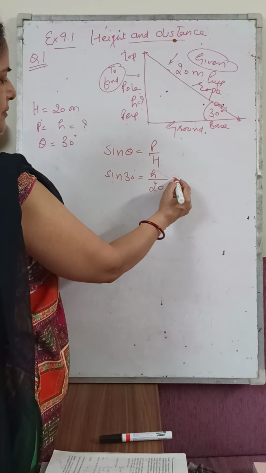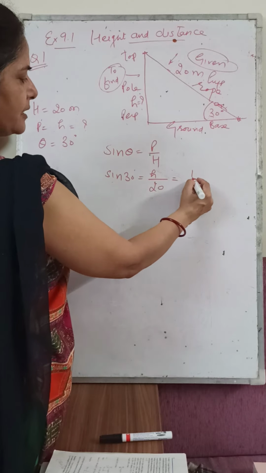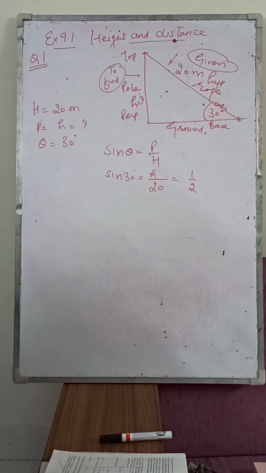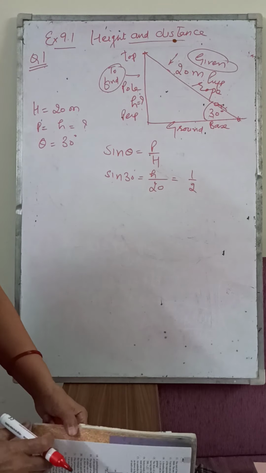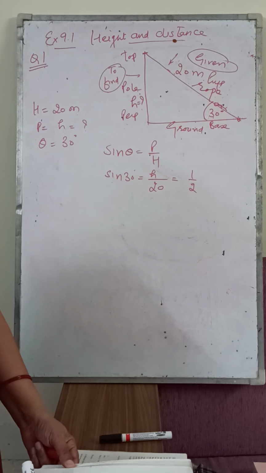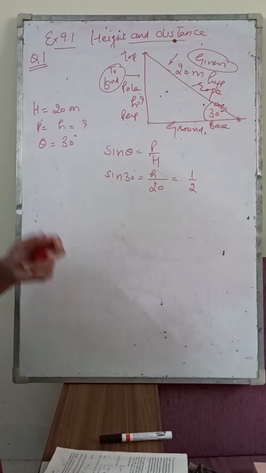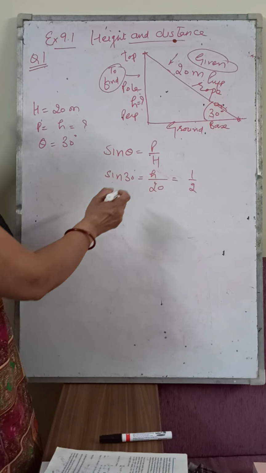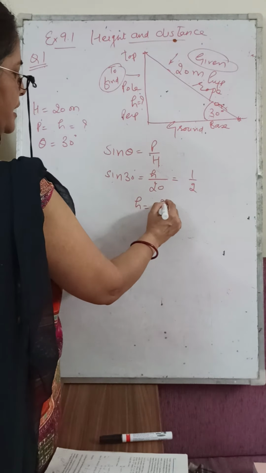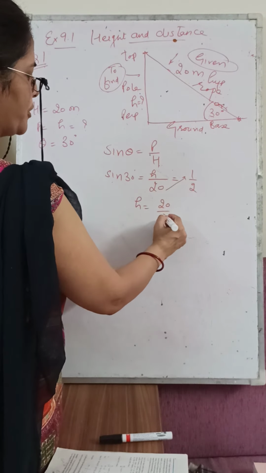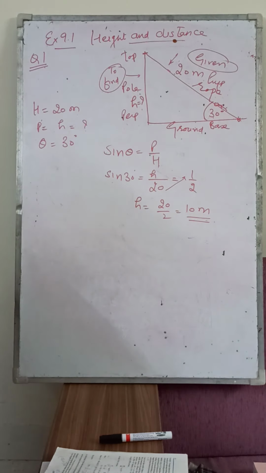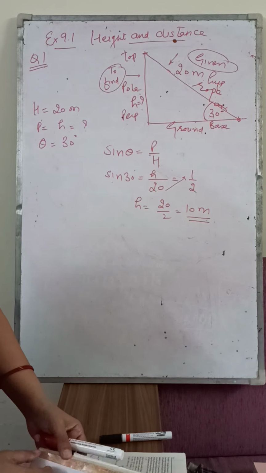Value of sin 30 is 1 upon 2, right? So what you will do? You have to find h. Perpendicular you have to find, and hypotenuse given 20. h will be 20 upon 2. It comes out to be 10 meter. So height of the pole will be equal to 10 meter.